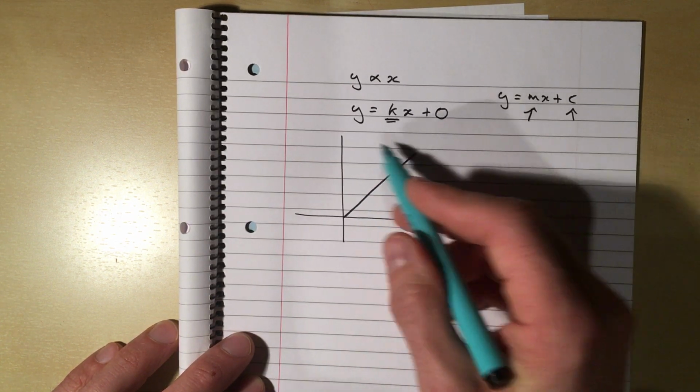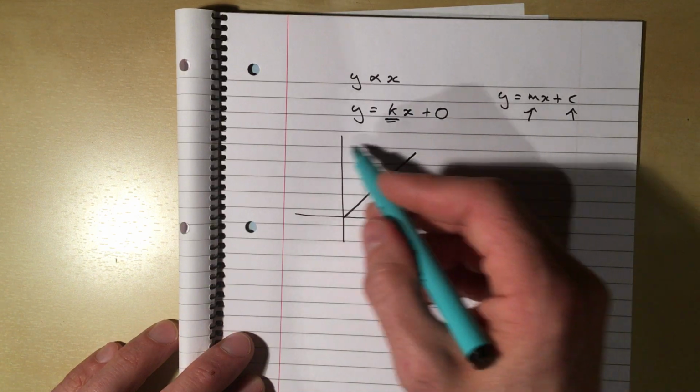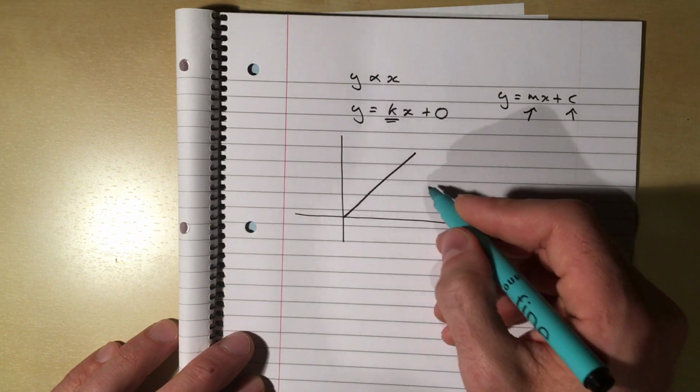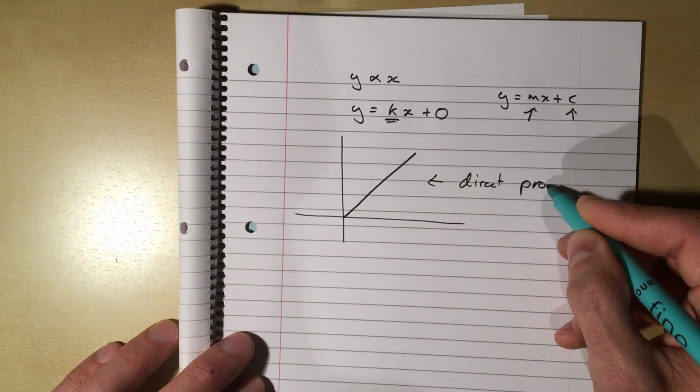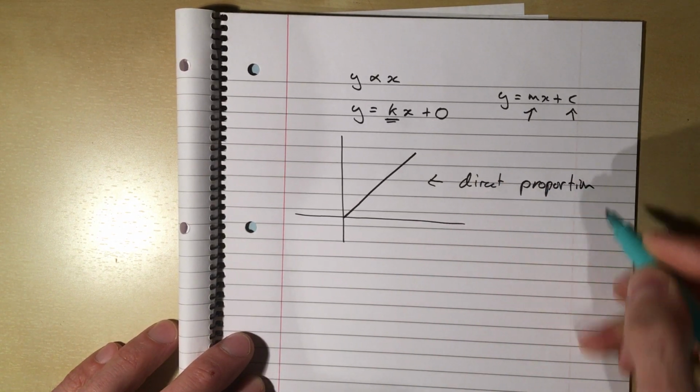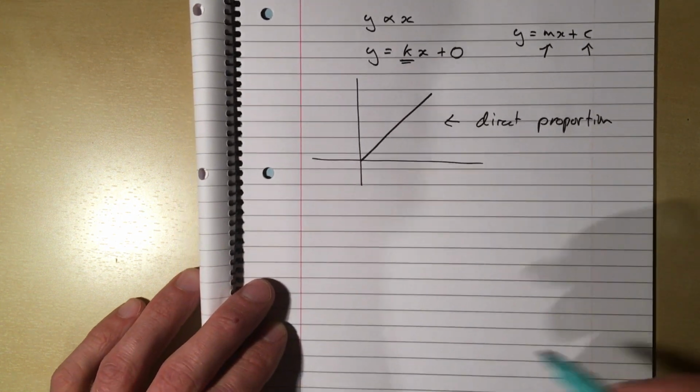So if y is proportional to x, if I put them on a graph, they'd look like this. So direct proportion on a graph looks like that, okay?